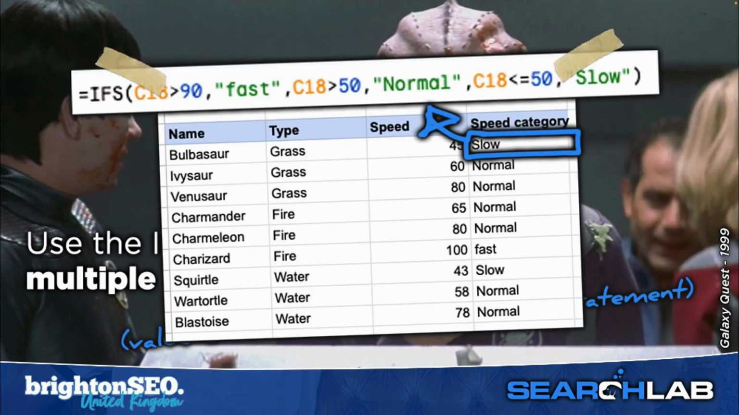So in this case, we've got some Pokemon listed and what Pokemon type they are and what their speed is. And the formula there says IFS, so it's a conditional multiple statement. If the field with the speed is greater than 90, it displays fast. If it's greater than 50, it displays normal. And if it's less than or equal to 50, it displays slow. So notice the first one there displays slow because fast wasn't true, normal wasn't true, slow was true.